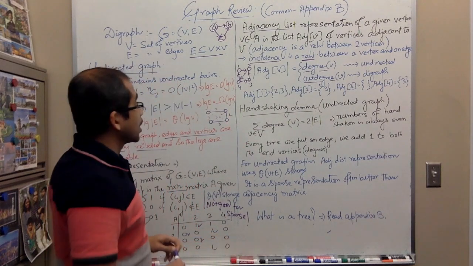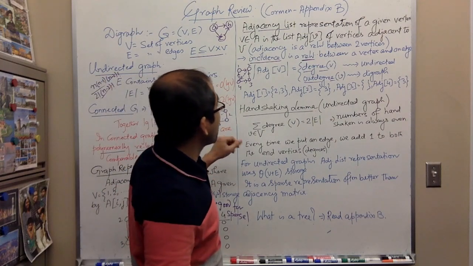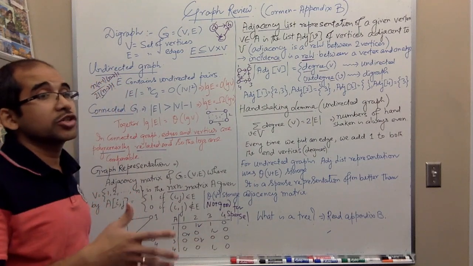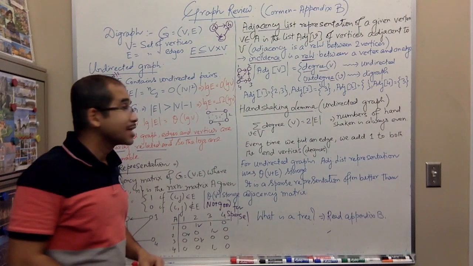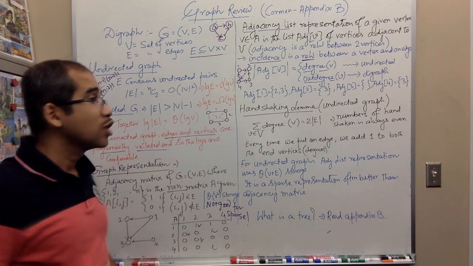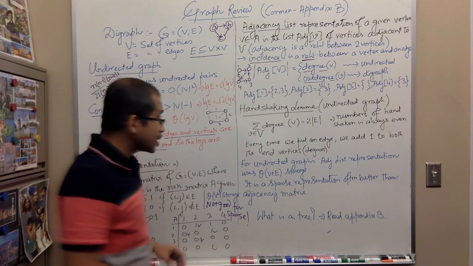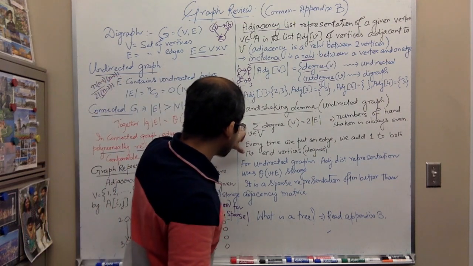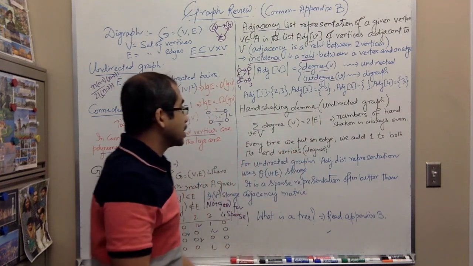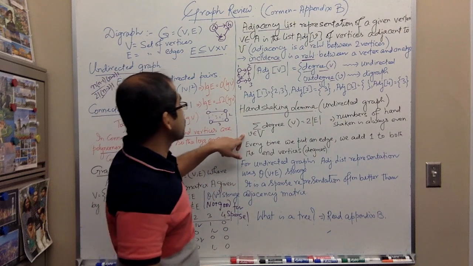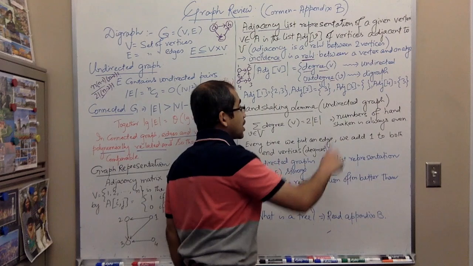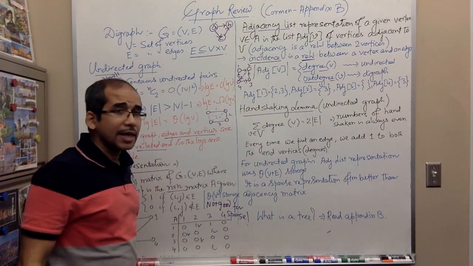Here the handshaking lemma says that if all the students in the class shake hands with everybody else, then the total number of handshakes in the whole class will be even. What does it mean? It says the sum of the degree of every vertex is 2 times the size of the edge set, where small v belongs to capital V. So the number of hands shaken is always even. Why? You think about it.